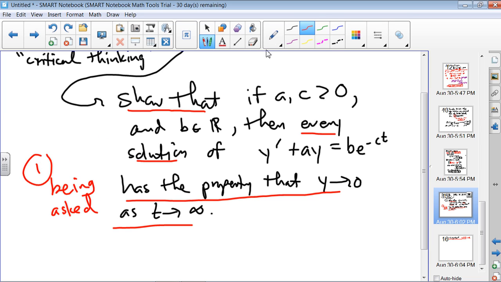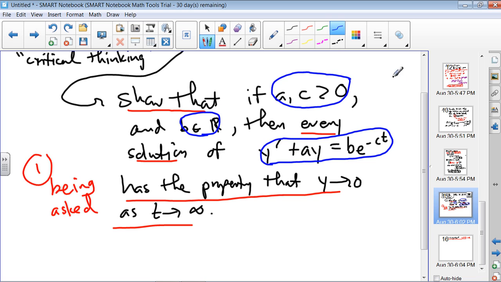The second thing we want to focus on is, they have to give us some information to figure out what the answer to the problem is. So these are the bits of information. A and C are positive. Well, I guess there's 3. B is a real number. And these are solutions of this equation. So these are all things that we are given. They're answers to the question, what are you given?